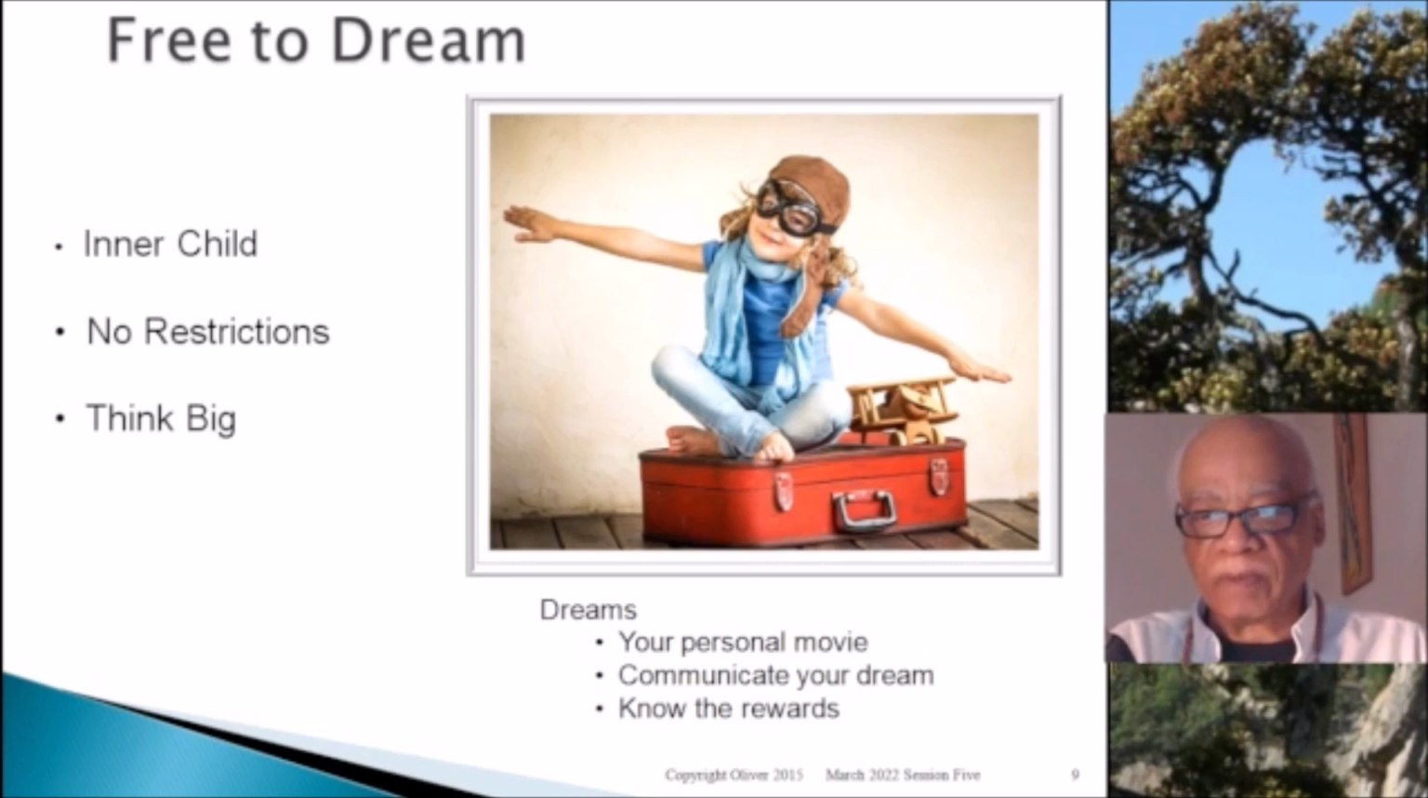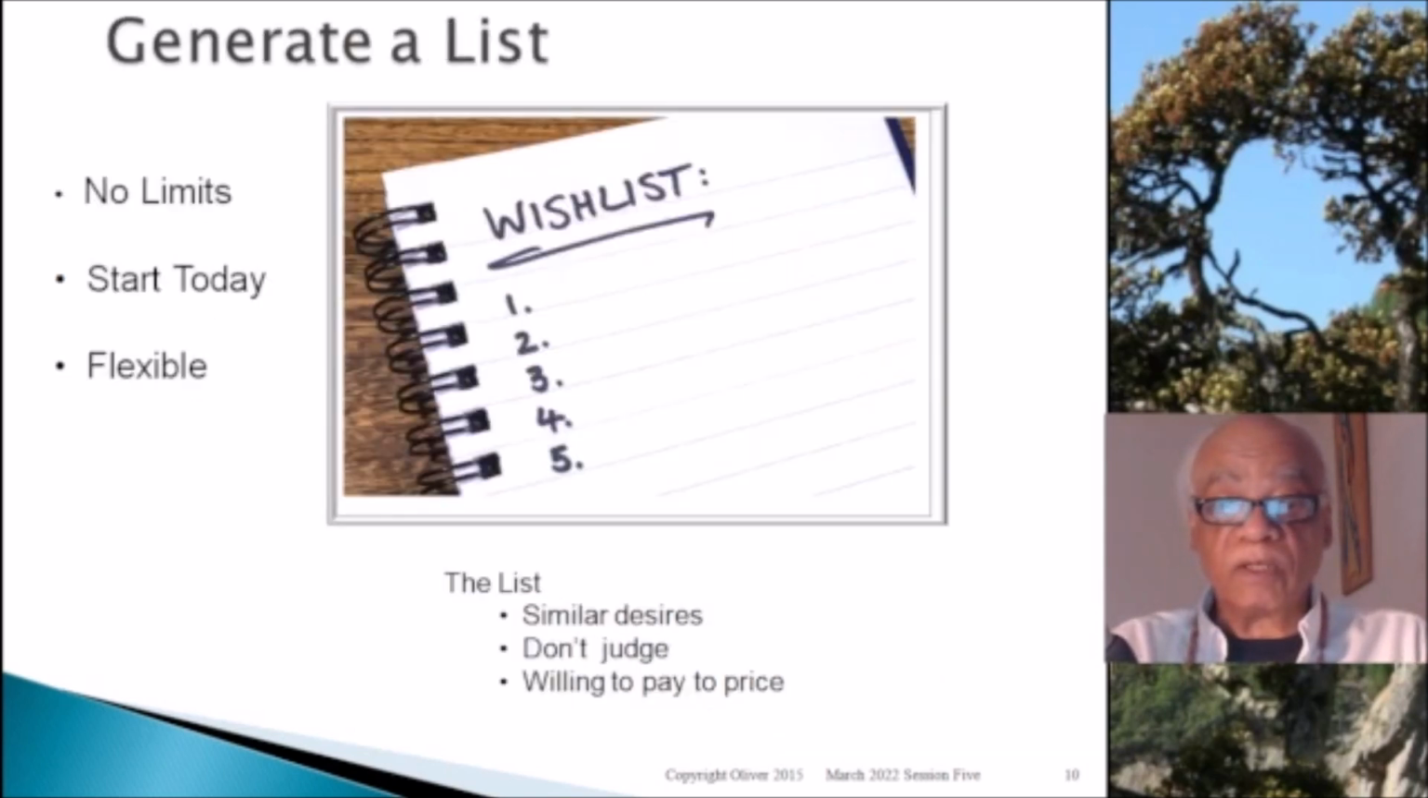Okay, and there are rewards for meeting your dreams, and it's nice to put rewards associated with your dreams. So how do you generate the list? Well, it's really quite simple. Get a piece of paper, and I say a piece of paper, not a computer screen, a piece of paper and a pencil, and write it down.